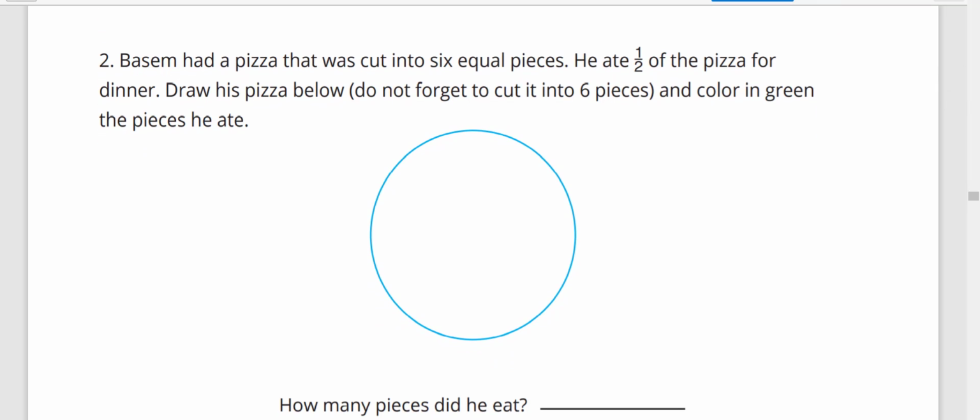Basil had a pizza that was cut into 6 equal parts. So he cut it into sixths. He ate half of the pizza for dinner. Draw his pizza below. Don't forget to cut it into 6 pieces and color in green the pieces he ate. At first, he cut the pizza into 6 equal pieces.